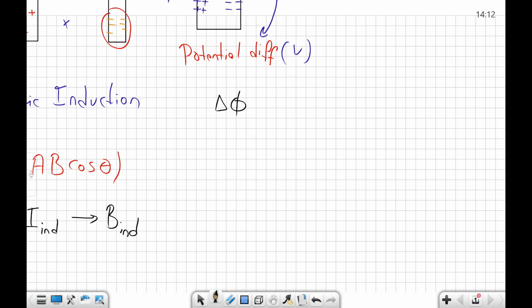Flux can be changed in three ways. The first one is change in area, which is area final minus area initial. The second way is by changing the magnetic field. We have two ways to change the magnetic field. The first is simply by having a relative motion. How can we have a relative motion?